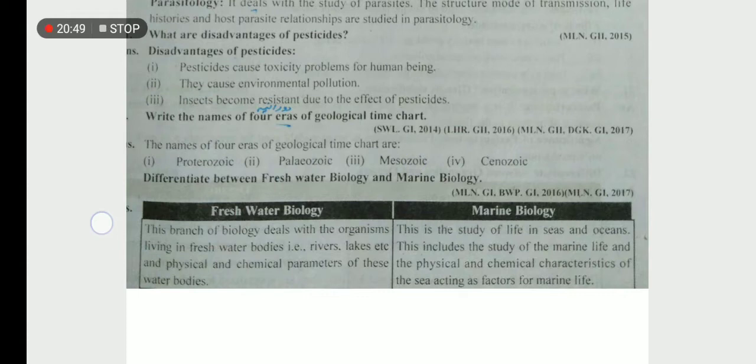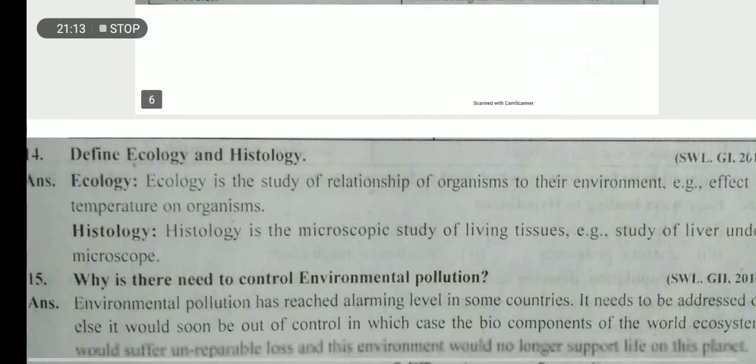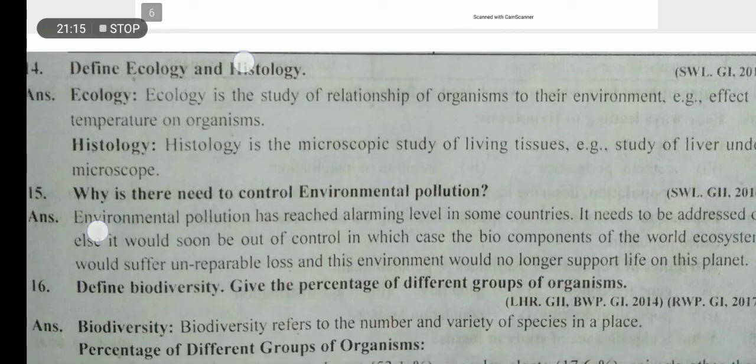the Cenozoic. Freshwater biology. In this branch, we will study the organisms of the freshwater and the physical and the chemical parameters of the freshwater: heat, temperature, pH. These are the physical and the chemical parameters. In marine biology, life in the sea and ocean is studied as well as their physical and chemical parameters too. Define ecology and histology.